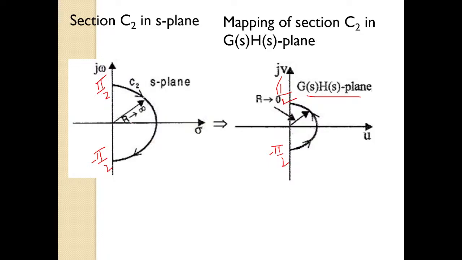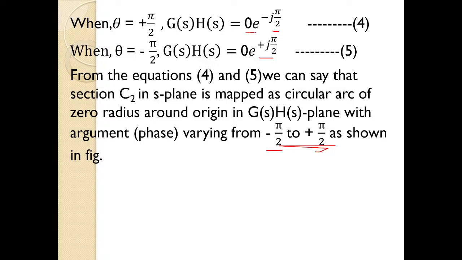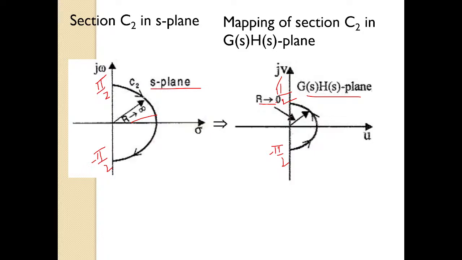What about the radius here? Here the radius was infinity in the s plane. So now what is the radius? Radius is 0. That's what we have got, isn't it? So mention that radius r tends to 0 and the limits of theta are minus pi by 2 to plus pi by 2. You can see on the s plane the contour was clockwise when theta was varying from plus pi by 2 to minus pi by 2. Now our limits are just opposite, so the contour will be in anti-clockwise direction from minus pi by 2 to plus pi by 2.